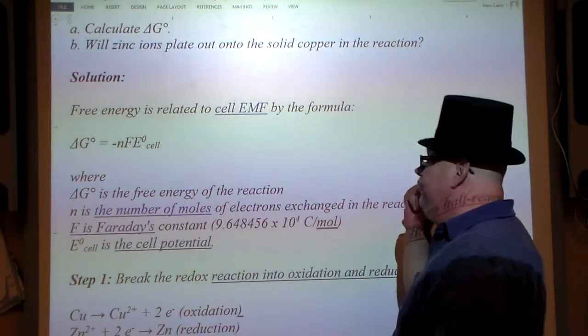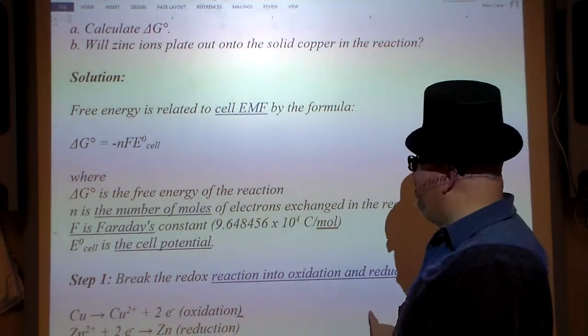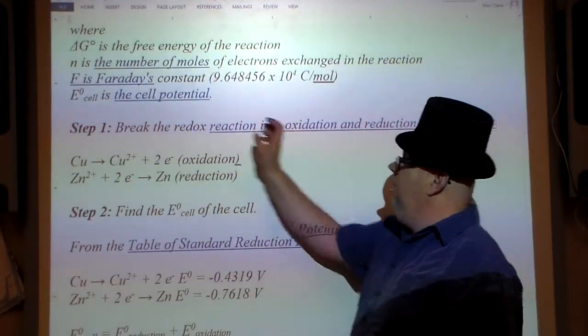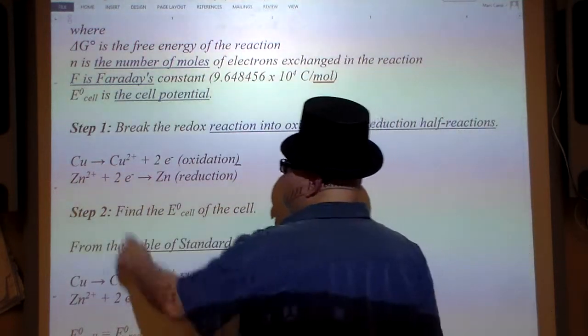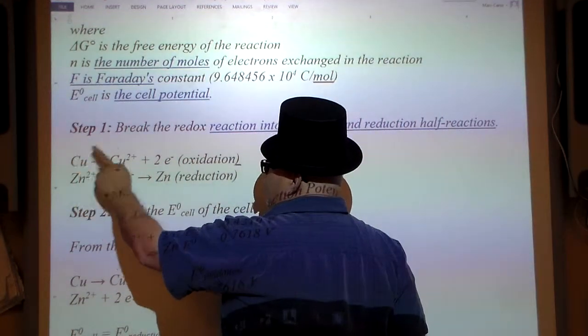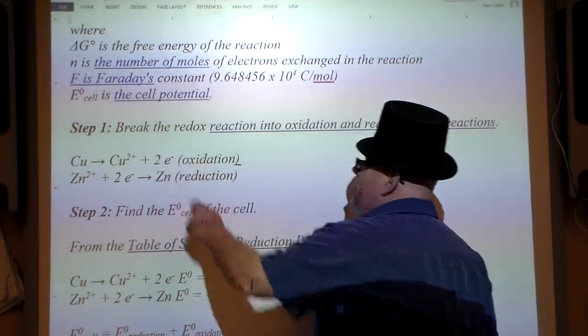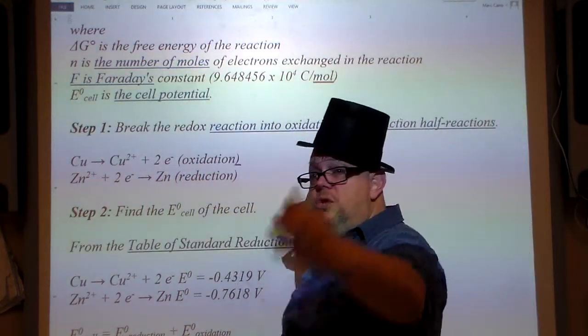So our first thing we're going to need to do is break down this redox reaction into oxidation and reduction, which is what we've done right here. We've got our solid copper breaking into copper ions with 2 electrons. That's oxidation, remember?